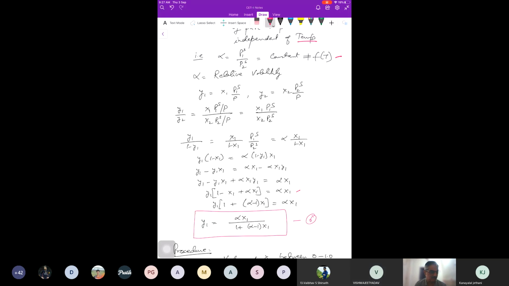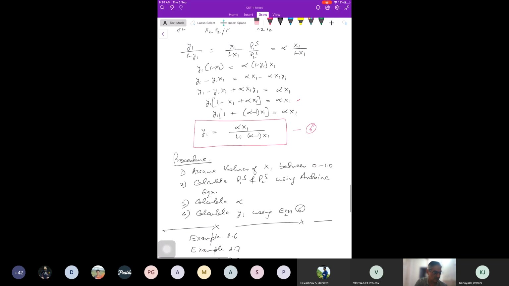हाँ, separate होना चाहिए, but if you look at the definition of alpha, alpha is nothing but P1s upon P2s. The vapor pressure of component 1, the more volatile component, is always more than the vapor pressure of component 2. That's why it is the more volatile component. देखा था हमने, right? Vapor pressure of component 1 is always more than that of component 2. That's why it is the more volatile component. So alpha is always going to be greater than 1. Okay.